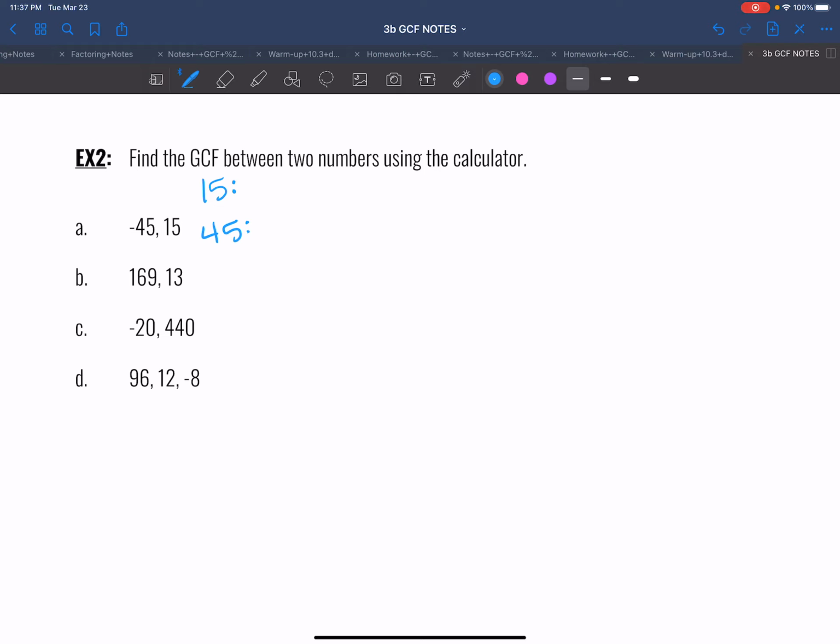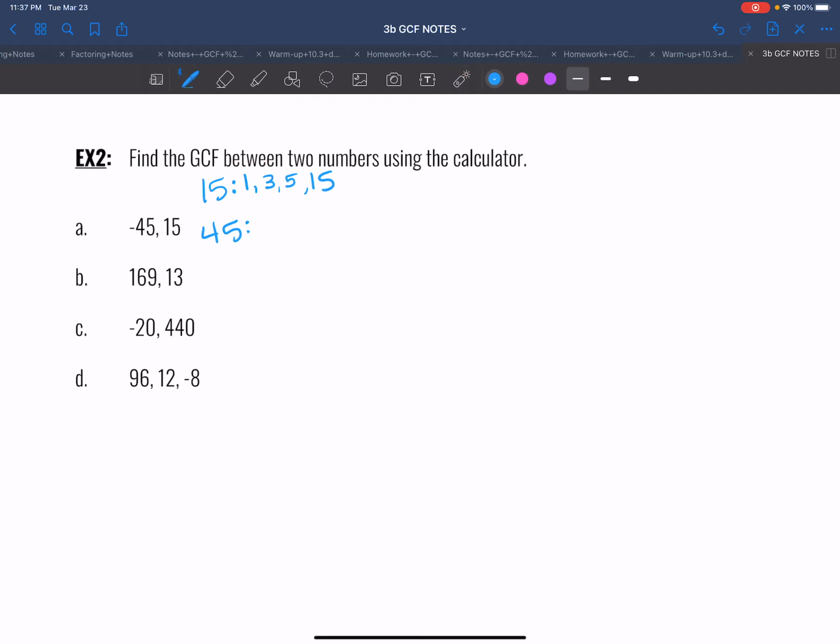So for 15, I know that I can use 1 times 15 to multiply to give me an answer of 15. And I can also use 3 times 5. And I wrote them in that order just because I like having it in a list from smallest to largest number here. So 1 times 15 or 3 times 5. Those are the factors of 15. So there are 4 factors there that we can choose from.